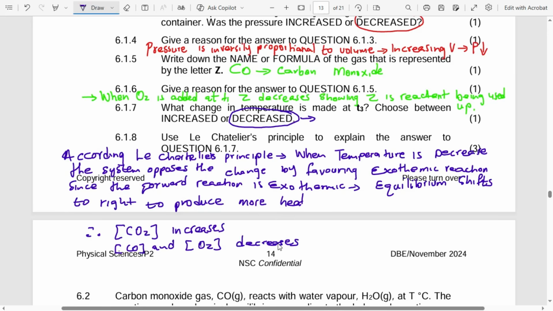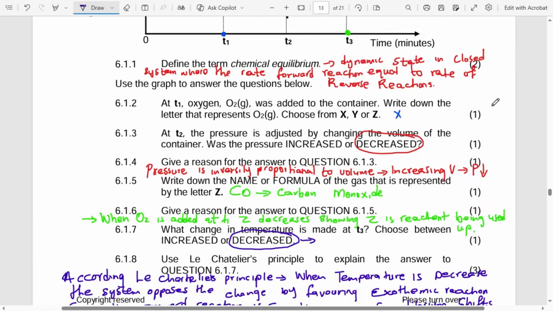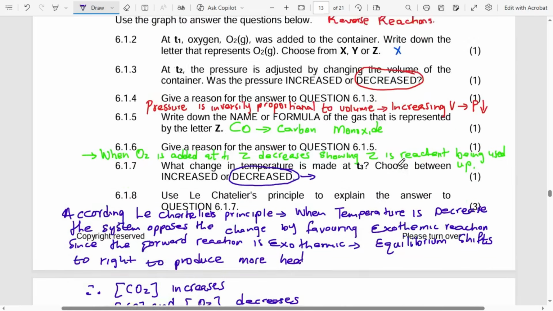And that's it for this one. That's how you should answer this question. I hope you guys are having so much fun on this one. This was easy, right? Very, very easy question. I just wanted to show you guys how to collect those marks.